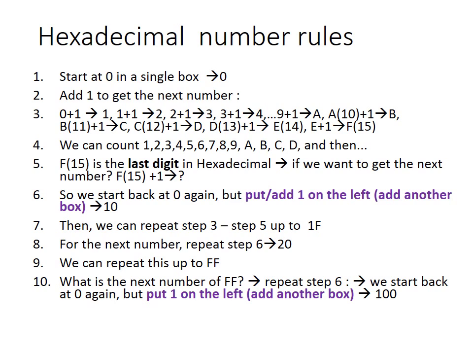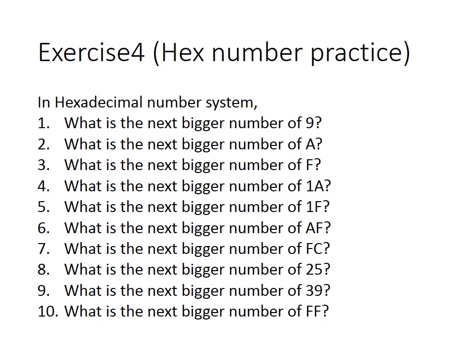In 1F, F is the biggest number. Now, you have to increase the first digit to 2. So, the next bigger number of 1F is 20. In FF, both the first and second digits are the biggest number. So you have to expand one more digit. As the result, you make 100 as the next bigger number of FF. Practice this with paper and pencil.